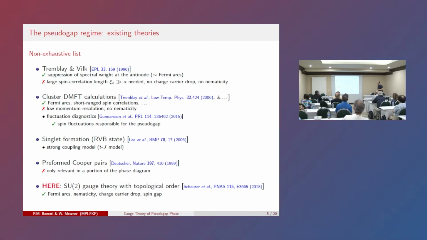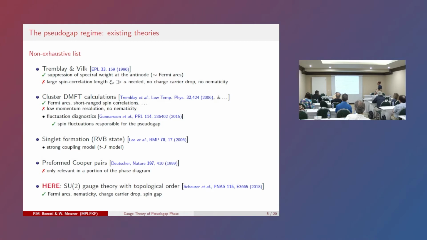Yesterday I learned about a new proposal I did not know about, based on magnetic monopoles by these gentlemen here. The talk was given by Carlo Rugenberger, which is a very beautiful thing, and I would like to learn more about this. More standard things here, very early, Tremblay and Vilk tried to invoke already at an early stage spin fluctuations to get some pseudogap features.